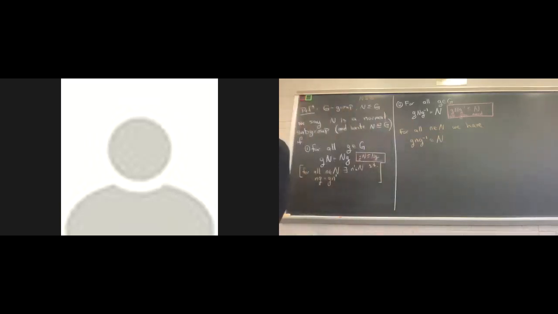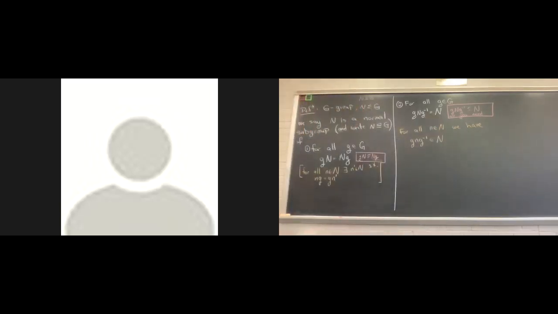So this says for all little n in N, we have g n g inverse is an element from N. So that's all we need for this case. Notice that's the same thing as saying that this is equal to some n prime for the n prime in N, but we don't really need to go there. In this case, it's a little bit simpler to just write it down like that.